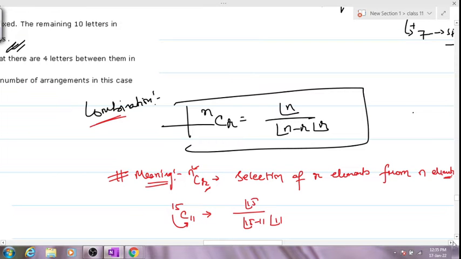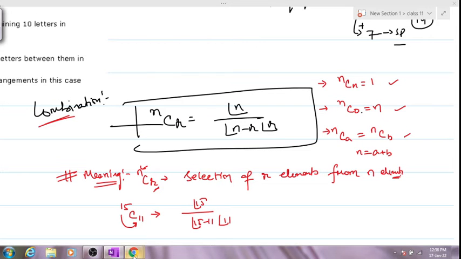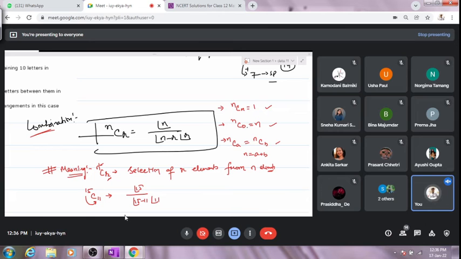A very important property I would want you to write. NCN is equal to 1. NC0 is equal to 1. And if we have NCA equals NCB, then we can say that N is equal to A plus B. These three things need to be written properly. Please copy this down. These three things are very important. Based on this, you will surely get one question in your exams.